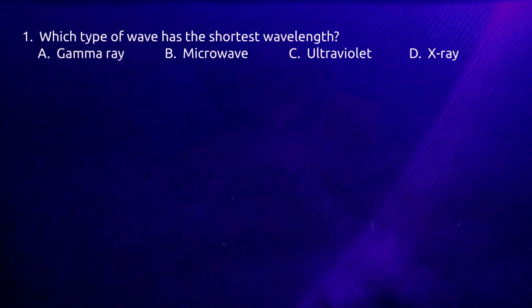Number 1. Which type of wave has the shortest wavelength? Letter A, gamma ray; B, microwave; C, ultraviolet; and D, X-ray. The answer is letter A, gamma ray.